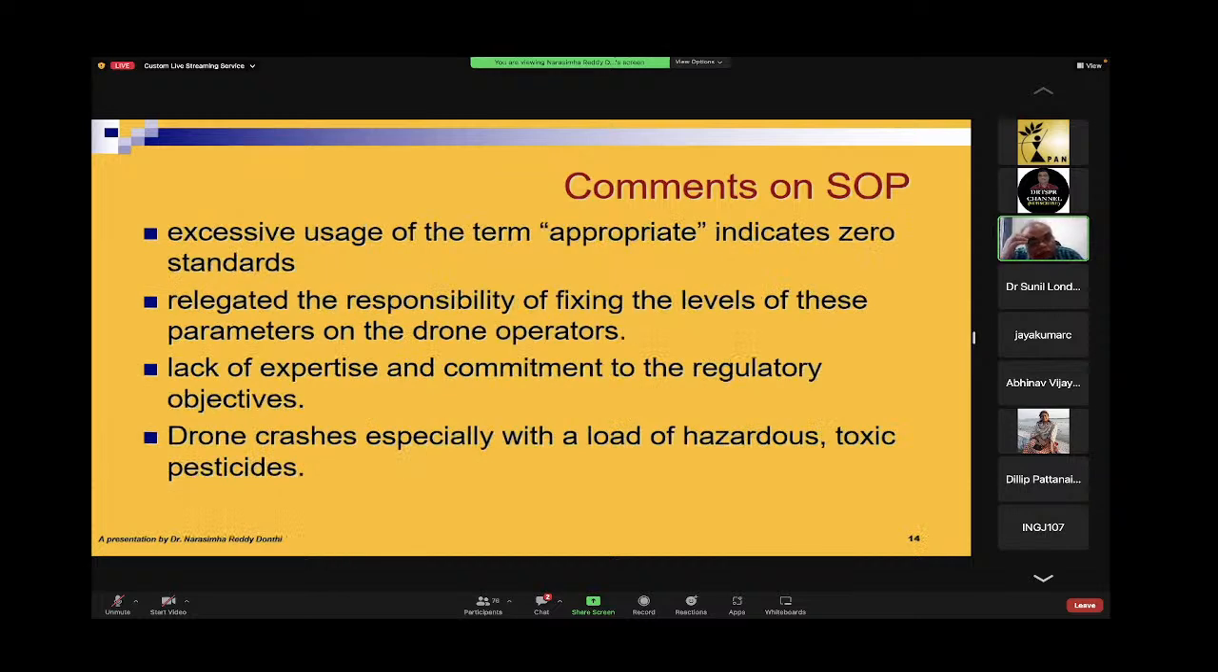And basically, when they say standard, there is no standard in this because the word they keep using is appropriate. So nowhere there are standards within this document. Even though it says standard operating procedures, there is nothing standard in this.